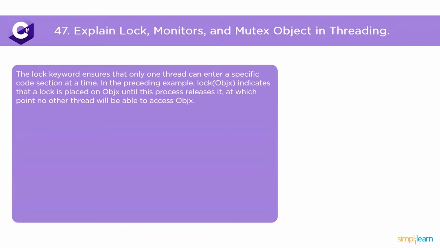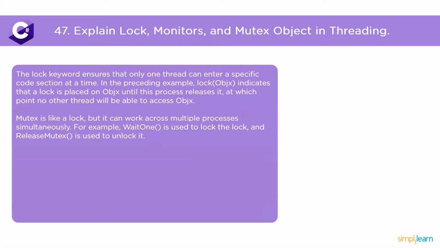A lock keyword ensures that only one thread can enter a specific code section at a time. The preceding example, lock objx, indicates that a lock is placed on objx until this process releases it, at which point no other thread will be able to access obj.